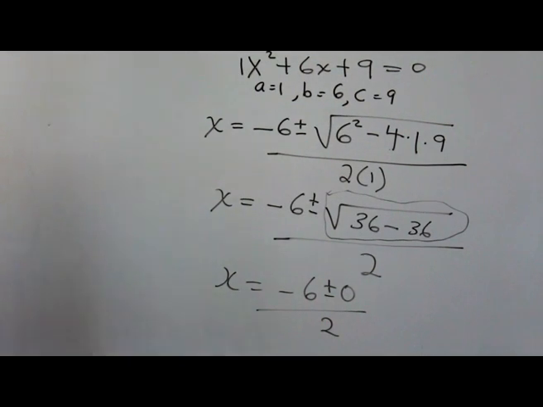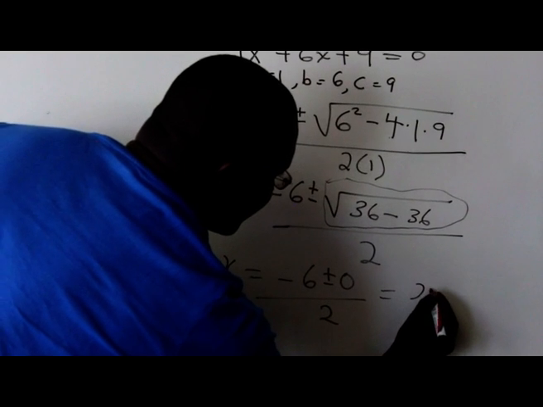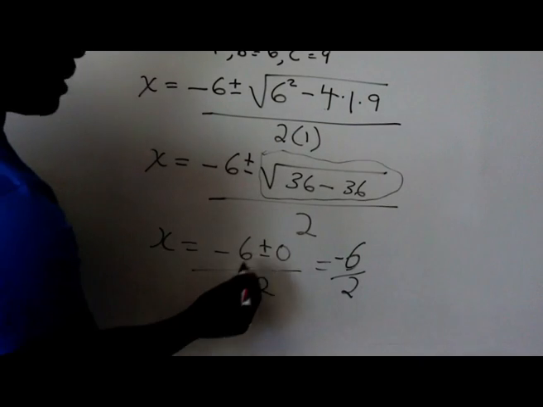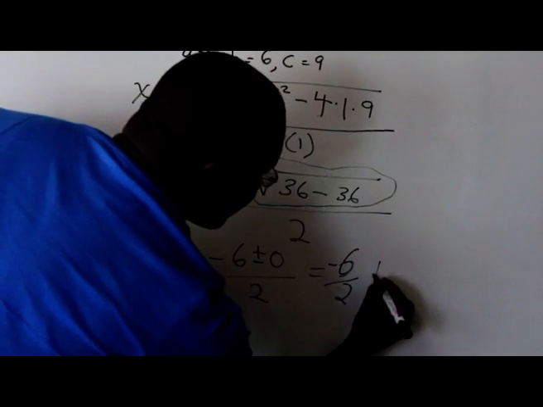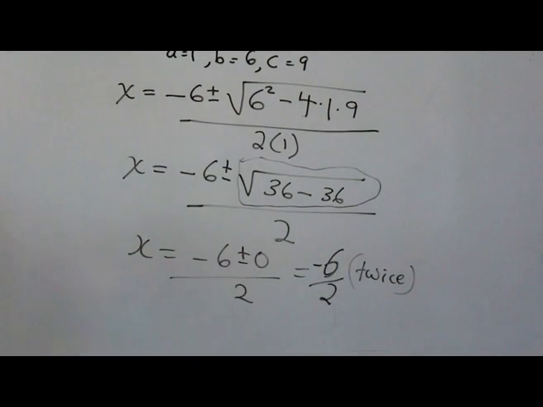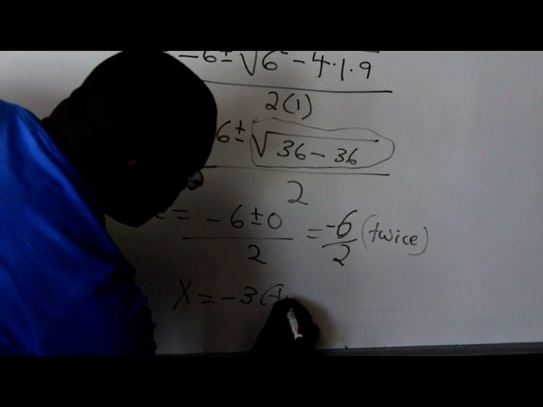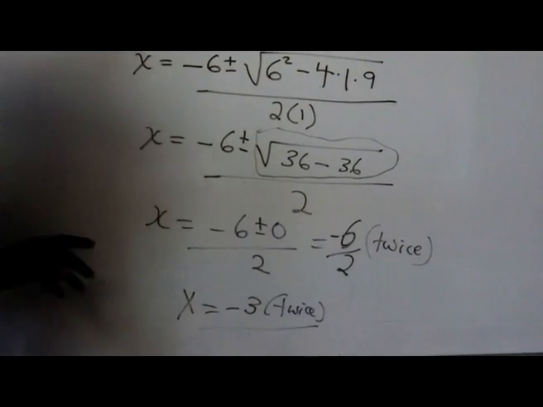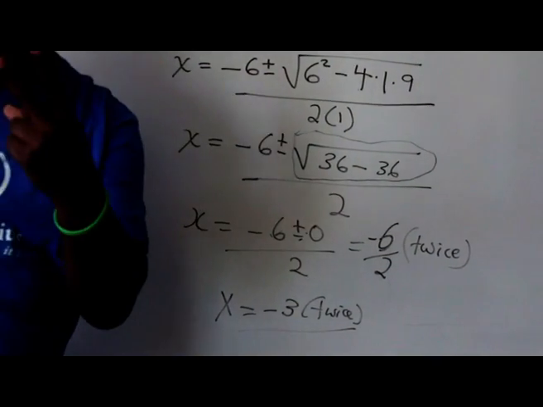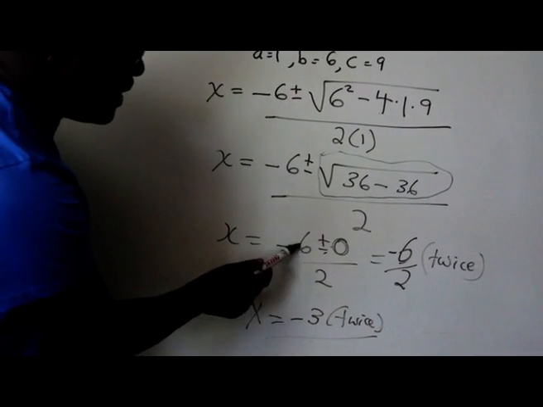But now, because this is 0, we don't need to write it. So x is equal to -6 over 2, but twice. We know that -6 over 2 is -3. So x is equal to -3 twice. The twice is coming from the fact that there was the plus and the minus. We're supposed to have two answers. But because of the 0, we have only dealt with the -6.